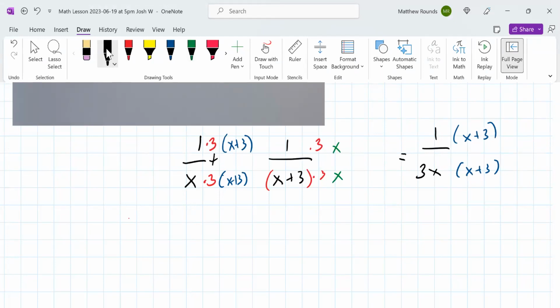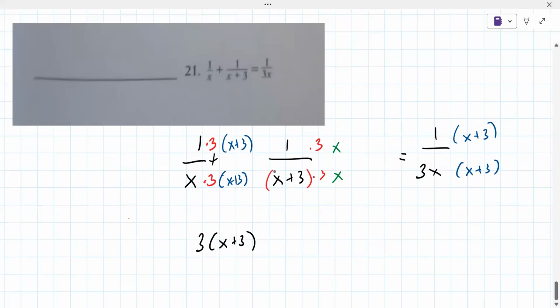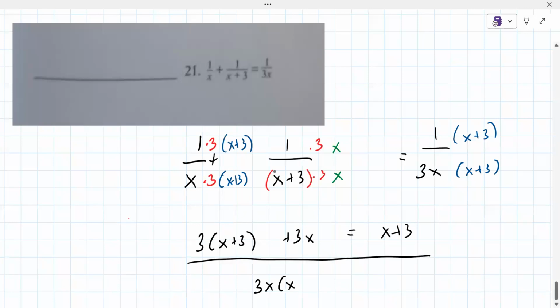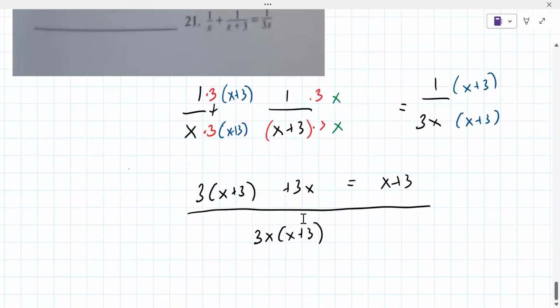Now, the whole point of this part of the course is to be able to figure this out. So, full disclosure, I'm not really giving you that step, but you can see now that they all have the same bottoms. All right, so we have 3 times x plus 3 plus 3x equals x plus 3. And then they all have the same bottom. So the other way you can write it is 3x times x plus 3, like that. Let me just catch up here.